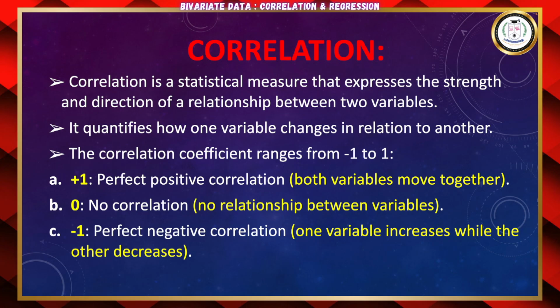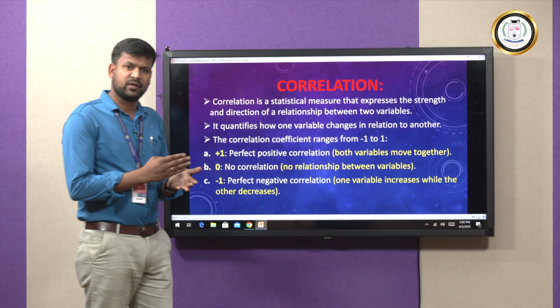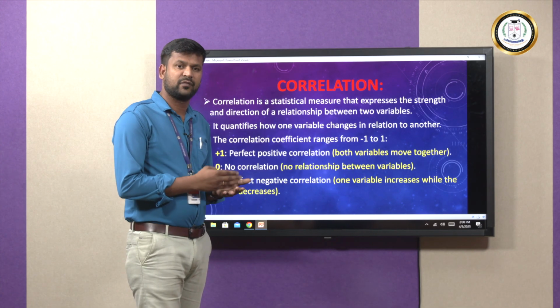Let's see the definition of correlation. Correlation is nothing but the relation between two variables. One is dependent and another is independent. So here let's take the dependent variable as y and the independent variable as x.